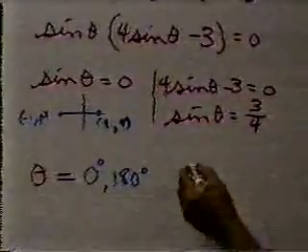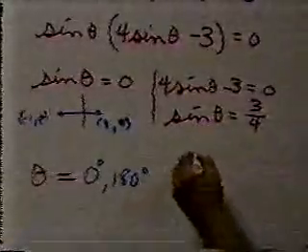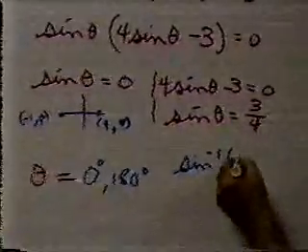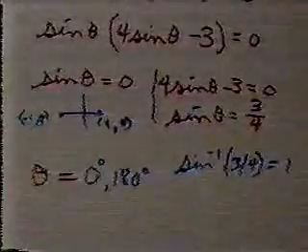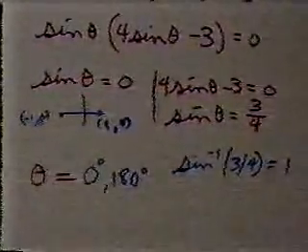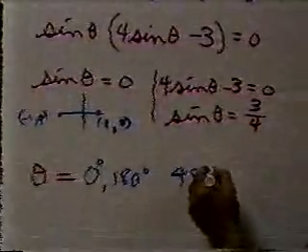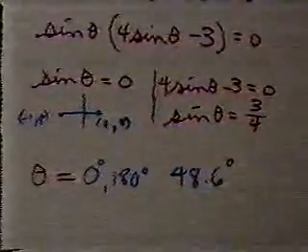So what we must do is hit the inverse sine button, that's second sine button, and then 3 divided by 4 equals, all right? So I'm going to do that with my calculator. I'm going to do inverse sine of 3 divided by 4 equals, and it shows to be 48.59, or rounded off 48.6 degrees.